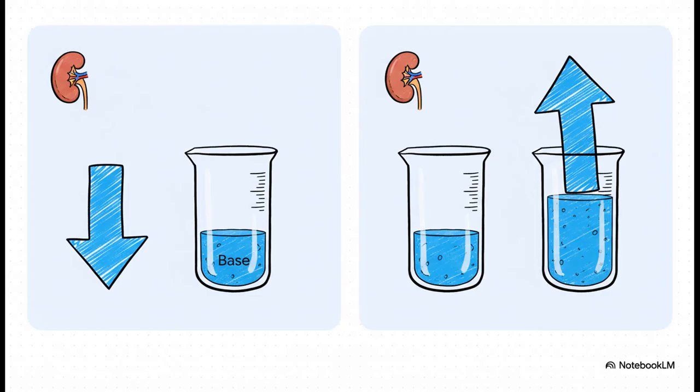And the logic here is really straightforward. Bicarb is a base. So if your bicarb level is low, you're losing base, and the result is a metabolic acidosis. If your bicarb is high, you've got way too much base, and that leads to metabolic alkalosis. Simple as that.